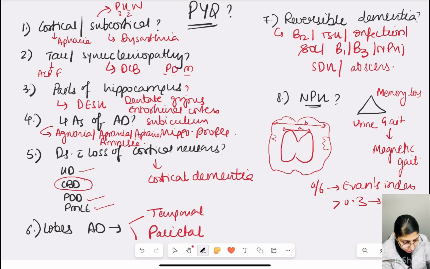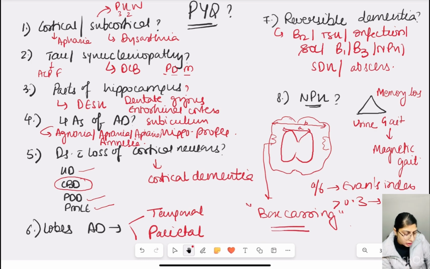Sometimes there is a sylvian fissure opening too. It is known as box scarring. Typical term used for NPH. Right? And the treatment is, of course, a shunt. You shunt the CSF, the person will be okay.